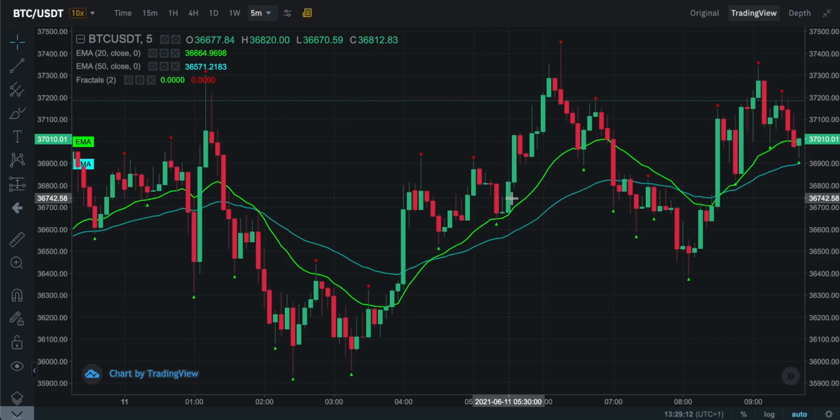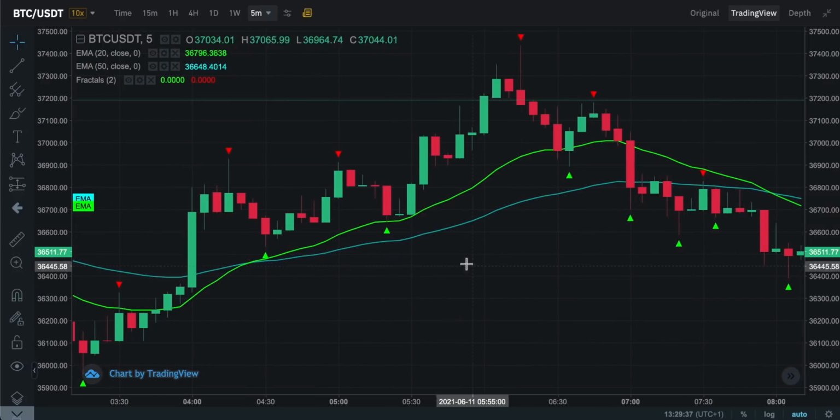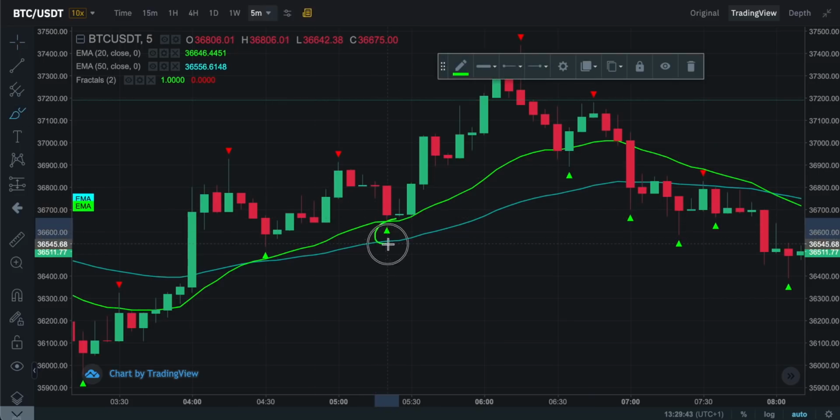When the 20 is above the 50, this is known as a bullish move, because what it's telling us is that the shorter term trend is above the longer term trend. And so the short term trend is to the upside in quite a strong bullish fashion. The Williams fractal is the indicator that we will use. Like I said, it has to be printed right in between the 20 and the 50 period. So you can see that right here.